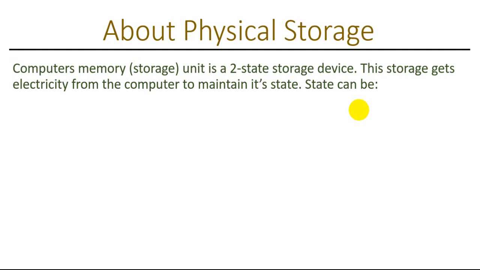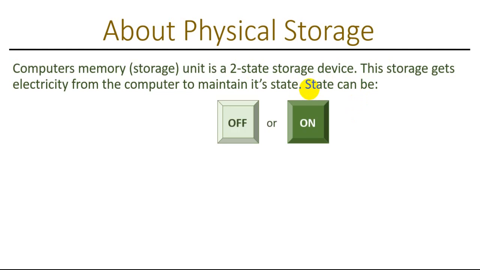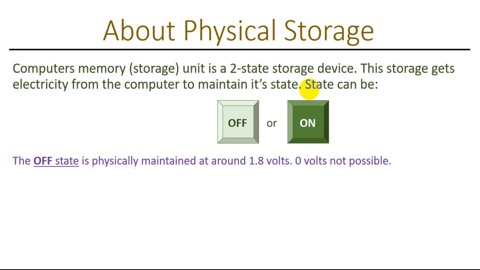But what we are really interested in is that it is two-state. The two states can be considered as off or on. One state is off, the other state is on. It does not have any other state. Either it can be on or it can be off. At the same time, it can't have both. It can only be either off or on.